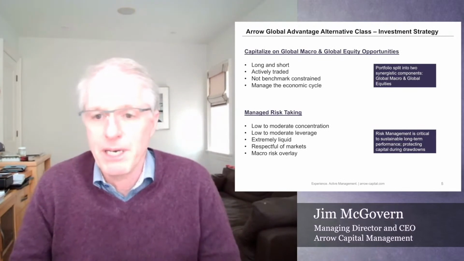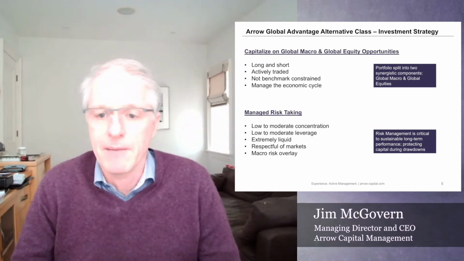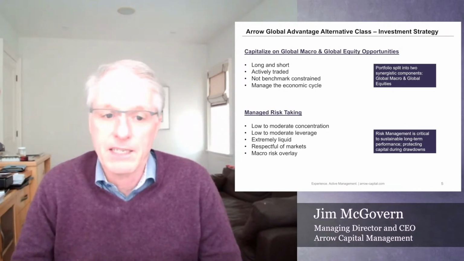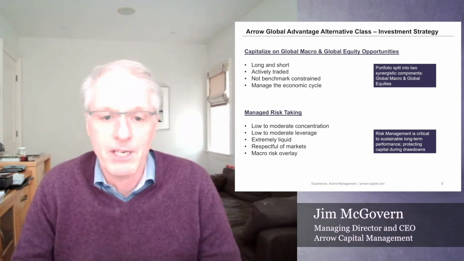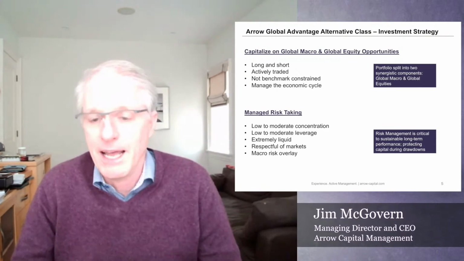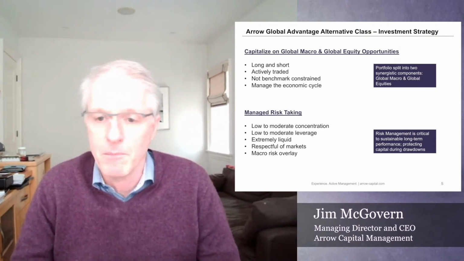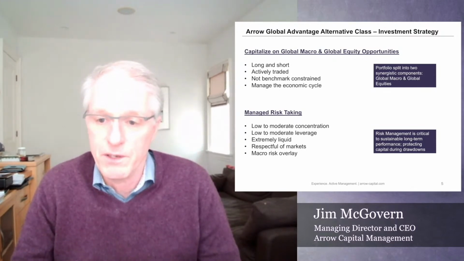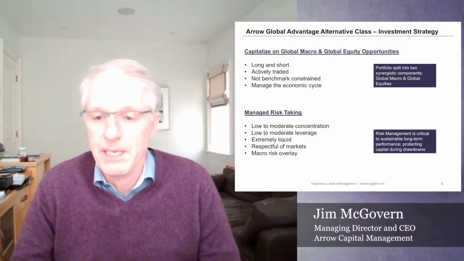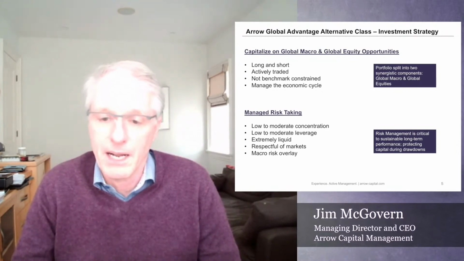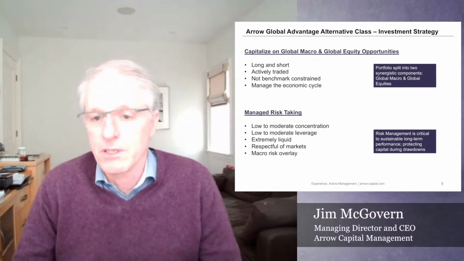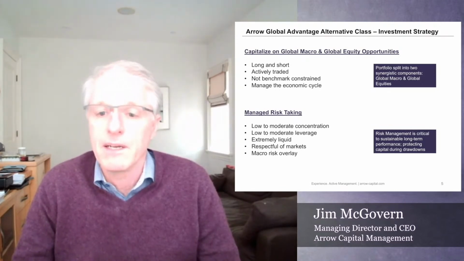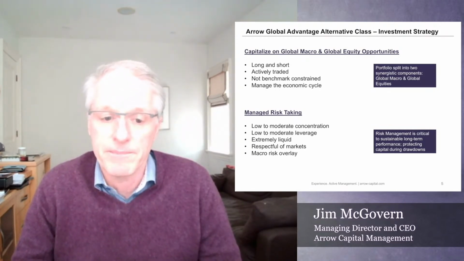The fund is really split into two pieces. One is a pure global macro type fund, which is actively traded, long, short, not benchmark constrained, and really has a cyclical model underneath it, with which we use to express those views. And then we have another piece, our global long, short equity portfolio, which also is predicated on those key macro trades, but we express it via individual securities.